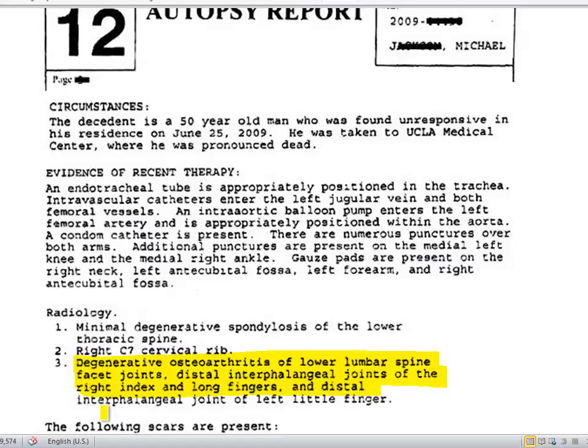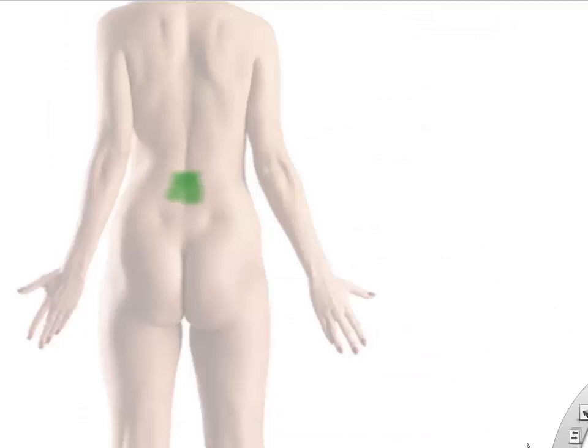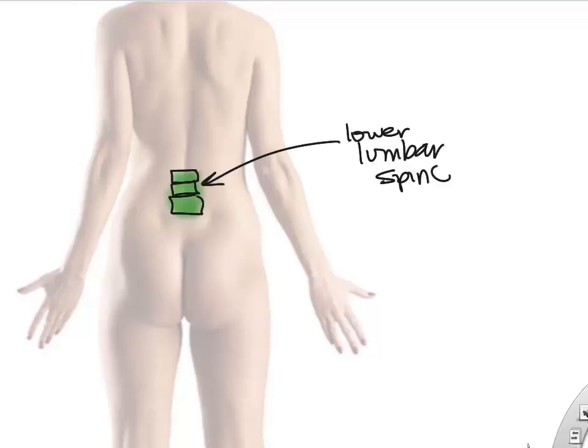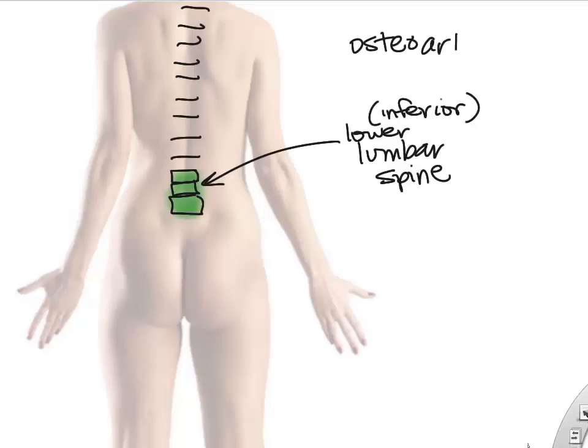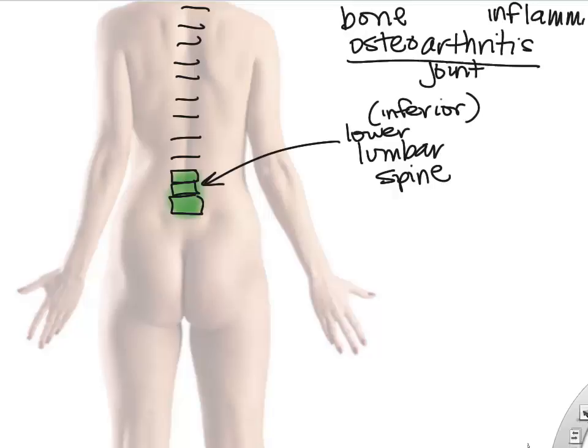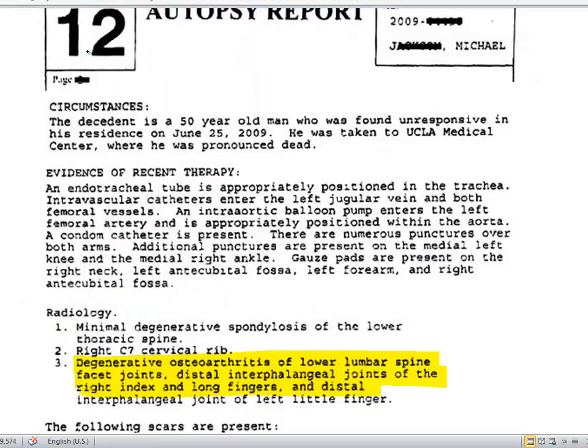Some more words that you might understand. He had degenerative osteoarthritis in his lower lumbar spine. What does that mean? Well, lumbar, we learned, was that area of your lower back. Spine refers to those little bones in your vertebral column. Osteoarthritis, we know what that means. Bone, joint, inflammation.